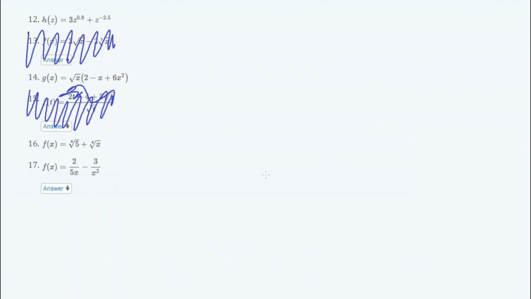Alright, so I want you guys to try number 12, 14, 16, and 17. For these, a good advice would be that you want to rewrite the function with exponents that are fractions, so that you can antiderive it better, or even decimals work as well. So you want to multiply it out, divide it out first as exponents of fractions or negative exponents, and then antiderive it. So you can pause the video and try that out.